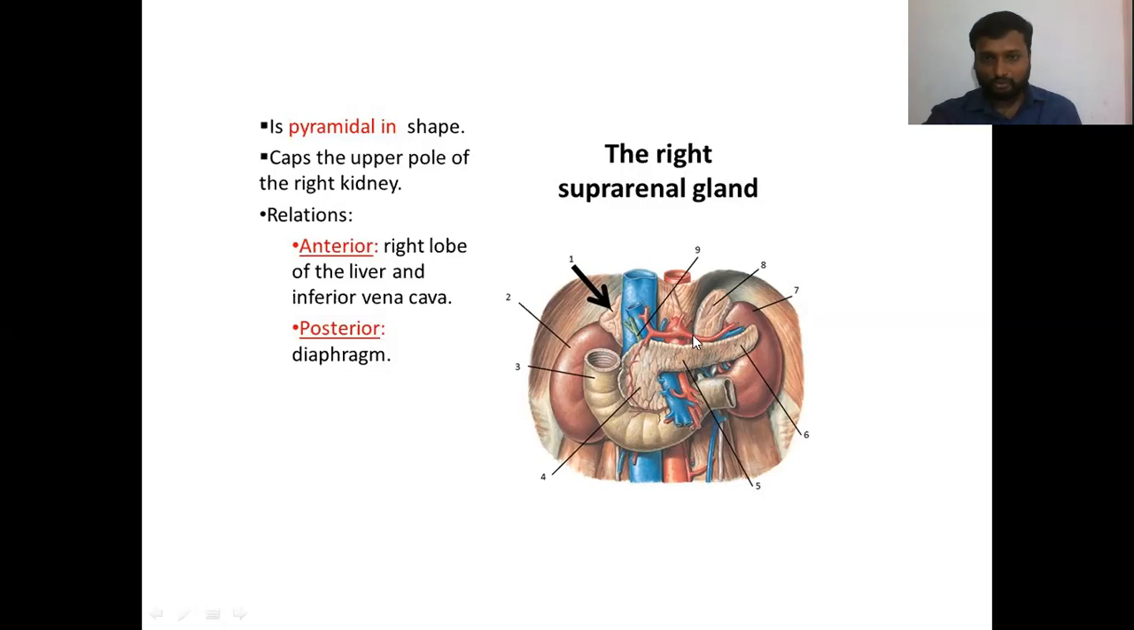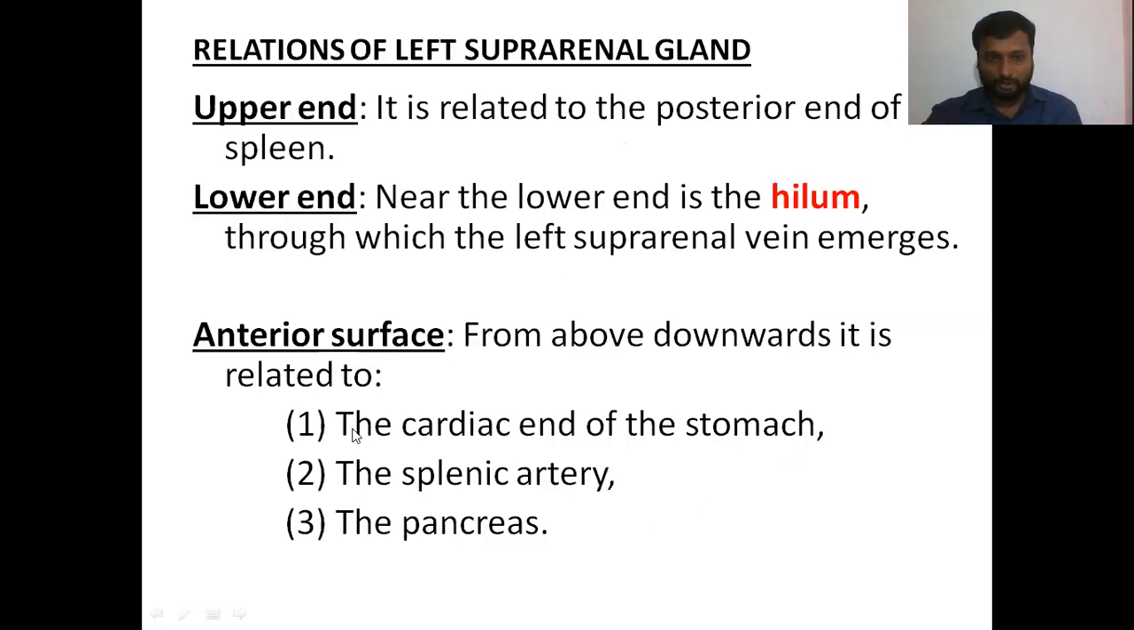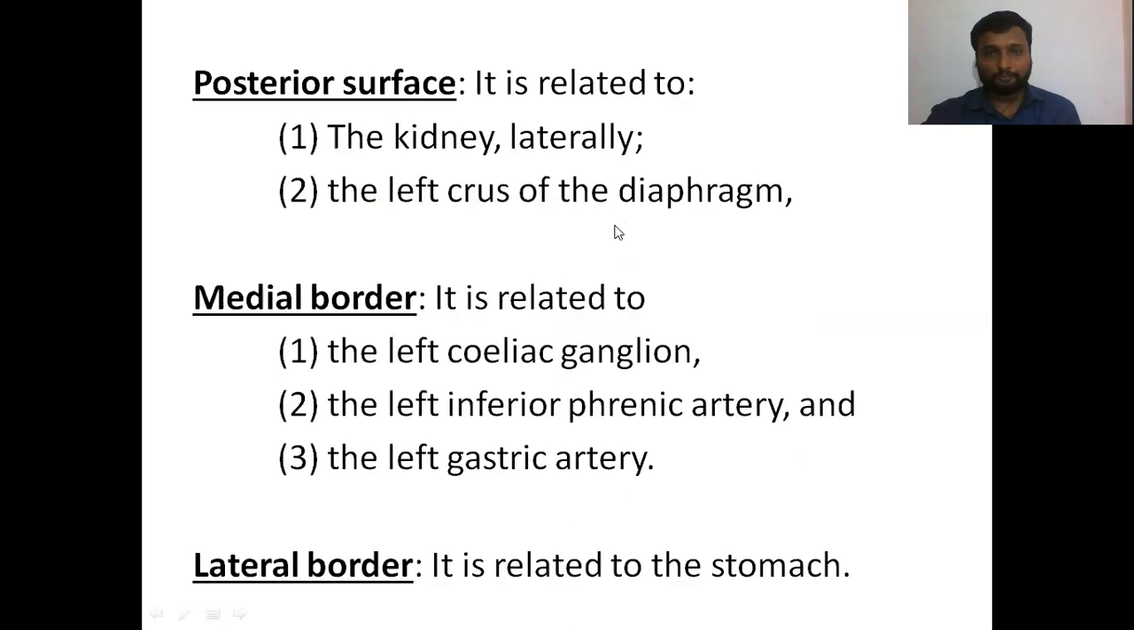Above the pancreas, we can see one artery, the splenic artery, which supplies the spleen. So splenic artery is there, pancreas is there. Then this upper part of the anterior surface is related to the stomach. So stomach, splenic artery, pancreas. Clear? So the anterior surface is related to the cardiac end of the stomach, splenic artery, pancreas. Lower end has the hilum. Upper end is related to the posterior end of the spleen.